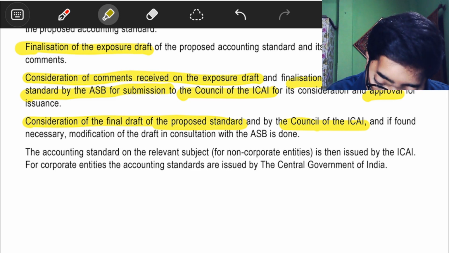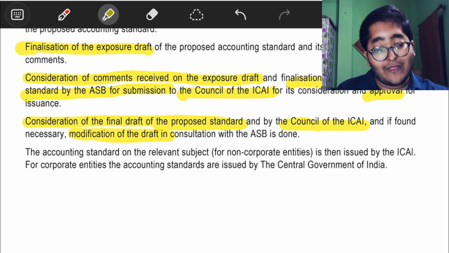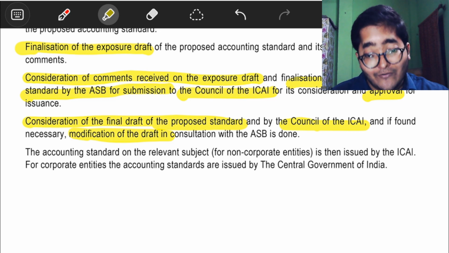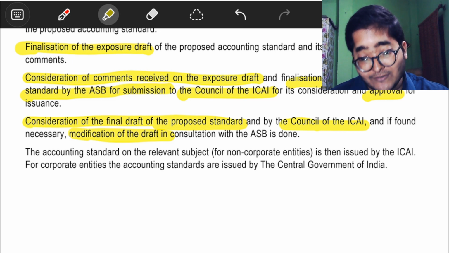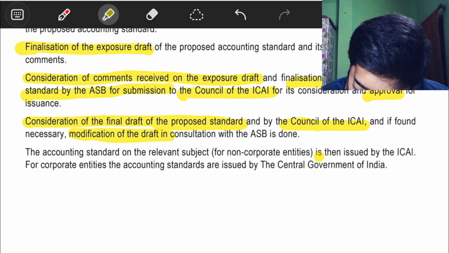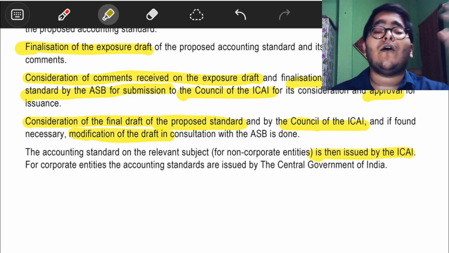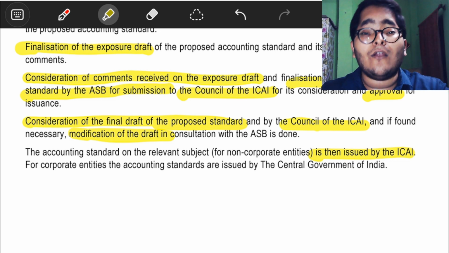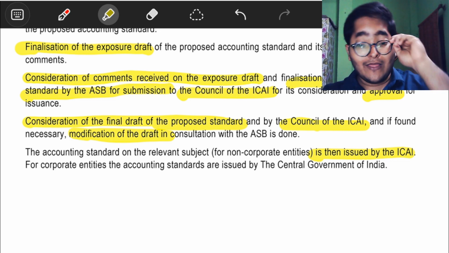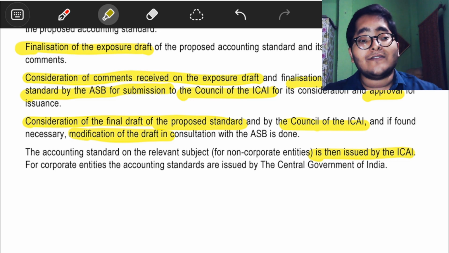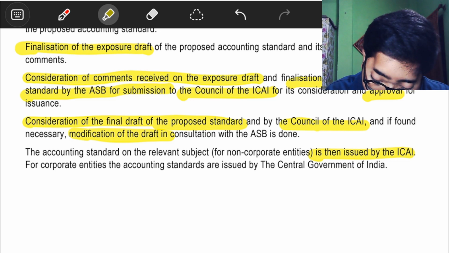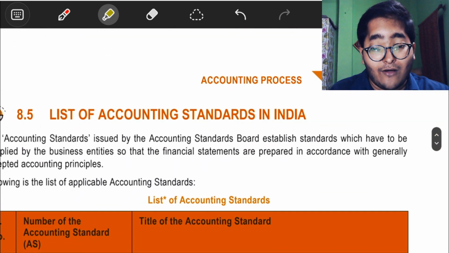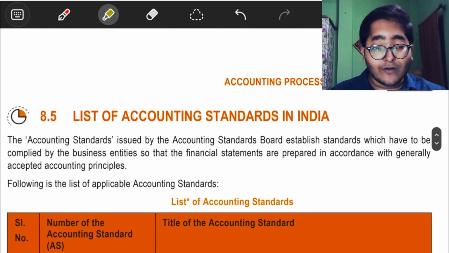And also modifications, if found, are made. The accounting standard on the relevant subject for non-corporate affairs is then issued by the ICAI. After all modifications are done, after all changes are done, and all comments are taken into account, the Institute of Chartered Accountants of India issues an accounting standard which affects the accounting of the enterprises that work within India.